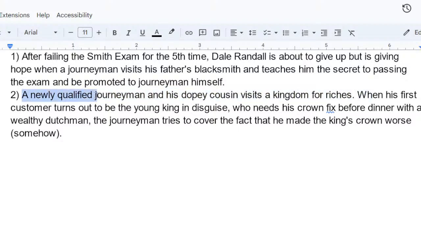It's nice that you have a newly qualified journeyman and his dopey cousin. I like that. I get the characters, but you would probably want to, again, condense this to one sentence so we don't need extra setup at the beginning. So when a journeyman blacksmith and his dopey cousin's first customer turns out to be the king in disguise, or maybe something like when they accidentally ruin their first client's crown, the king's crown. Maybe that's the sort of inciting incident that you start with. So when they accidentally do this, cause this problem, they now must blank before blank. So try to set it up along those lines.